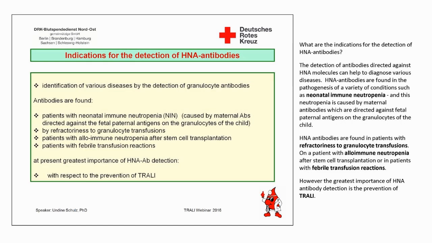What are the indications for the detection of HNA antibodies? The detection of antibodies directed against HNA molecules can help to diagnose various diseases. HNA antibodies were found in samples from patients with neonatal immune neutropenia, and this neutropenia is caused by maternal antibodies which are directed against the fetal paternal antigens on the granulocytes of the child. HNA antibodies are found in patients with refractoriness to granulocyte transfusion, or in patients with alloimmune neutropenia after stem cell transplantation, or in patients with febrile transfusion reactions. However, the present greatest importance of HNA antibody detection is the prevention of TRALI.